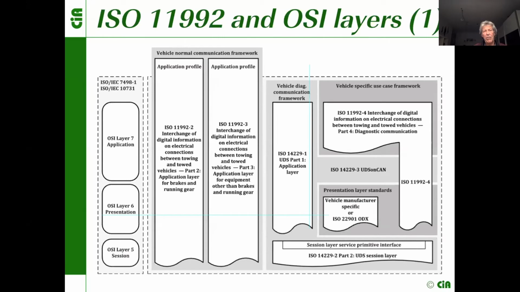So you see here the reference to the OSI layers. We have the part 2 and part 3. And as I mentioned, these are two different physical networks. We have the communication for the diagnostic, which is running on the part 2 network and not on the other part.